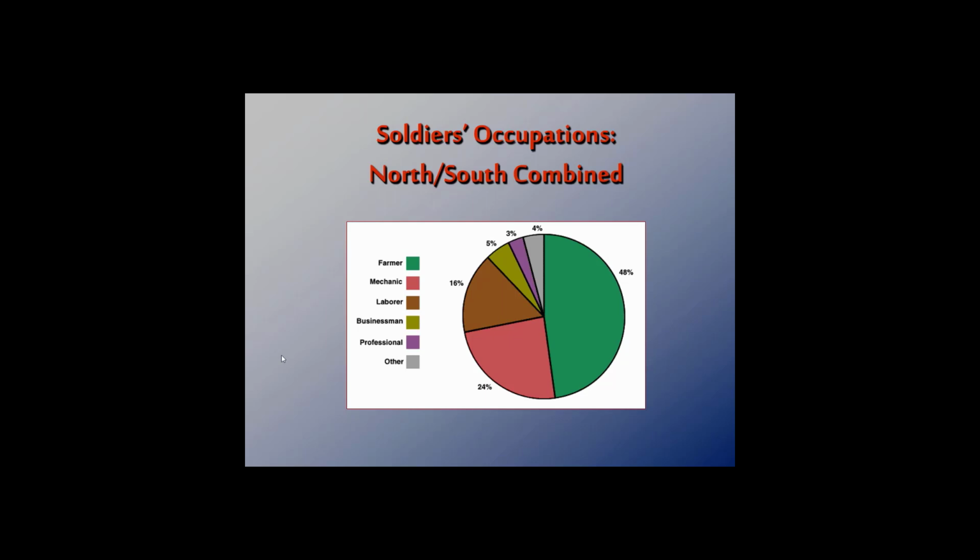We have 16% laborers, meaning wage workers, which remember was shunned, was a sign of unfreedom. We have about 5% businessmen or merchants. We have 3% professionals, doctors, lawyers, and merchants.